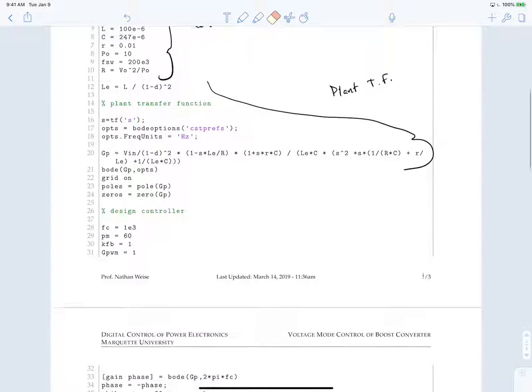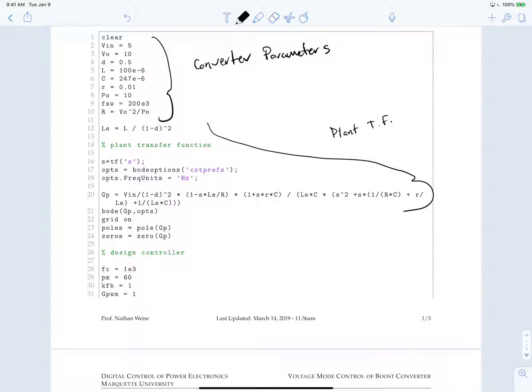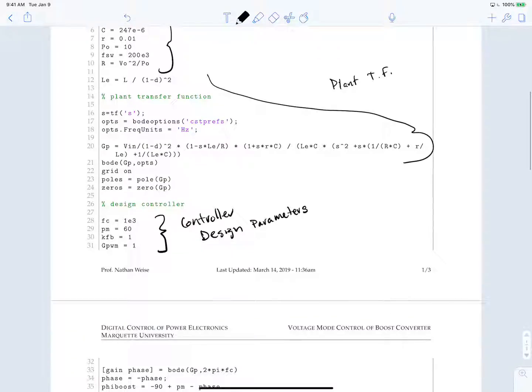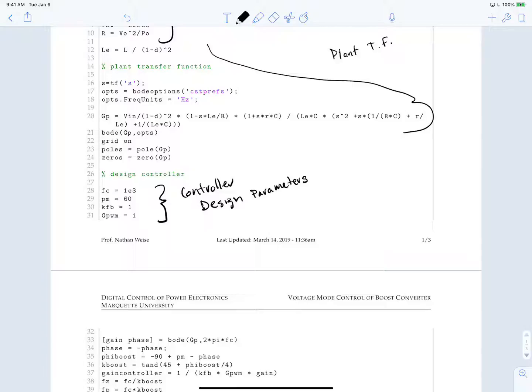In terms of controller design, this is going to be very similar to what we've done for the buck. With voltage mode, we will have our controller design parameters here. What these will do is set the gain and phase of our controller. And so we can set a bandwidth and we can set a phase margin. Phase margin is very strongly correlated with damping, and gain or crossover frequency is very strongly correlated with response time and speed of the system.